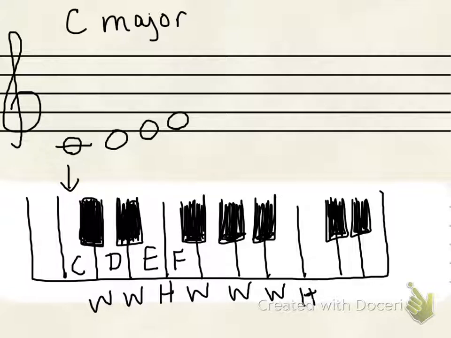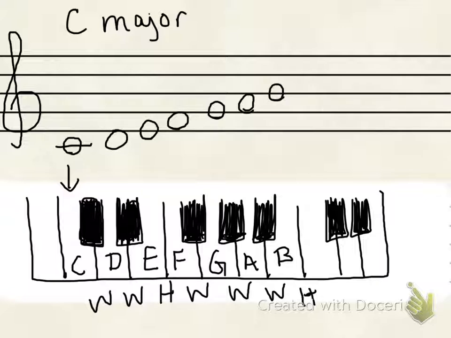So now we're looking for a whole step, and similarly to when we went from C to D or from D to E, from F we're going to go to G, and that's going to be right here on the staff. Then we're going to go to A, which is right here on the staff. And we need another whole step. We're going to go to B.